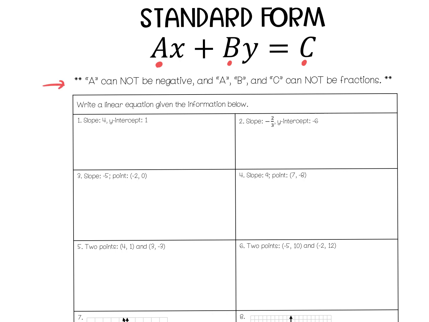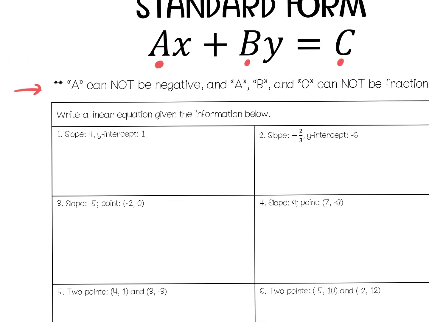A cannot be negative. So if they are negative, you have to turn them into a positive. Okay? A, b, c cannot be a fraction, so if they are fractions, you have to turn them into whole numbers or integers. Okay? So let's start with question number 1.